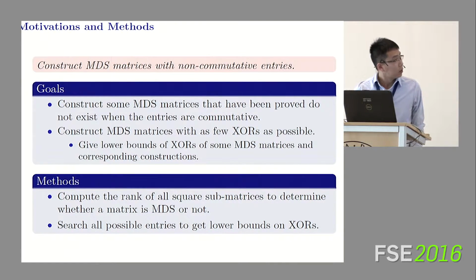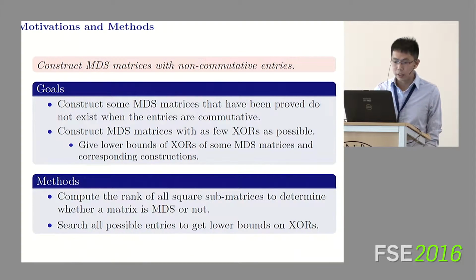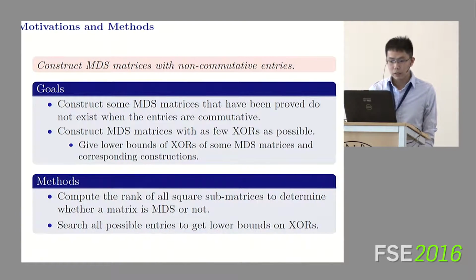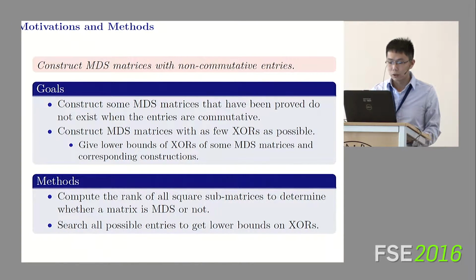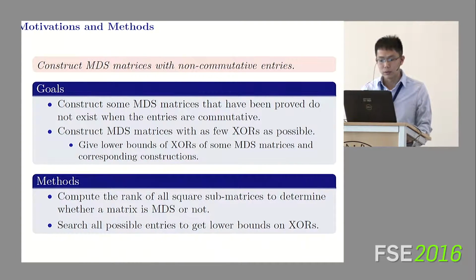The first motivation is that we want to investigate whether it is possible to construct MDS matrices that have been proved not to exist when the entries are commutative. We also want to give lower bounds on the XORs of some MDS matrices, and also give constructions that achieve the corresponding bounds.